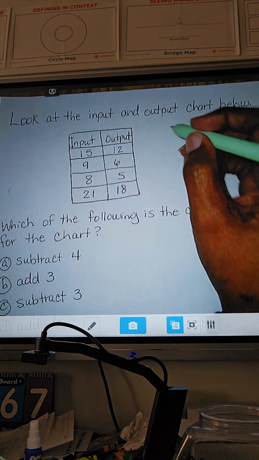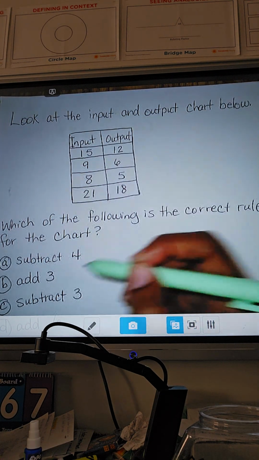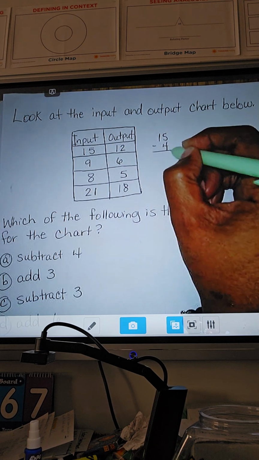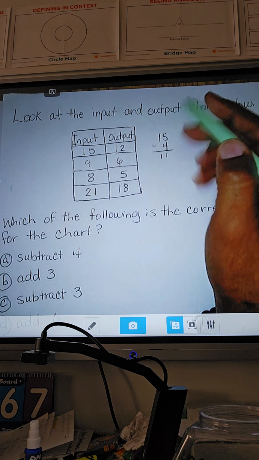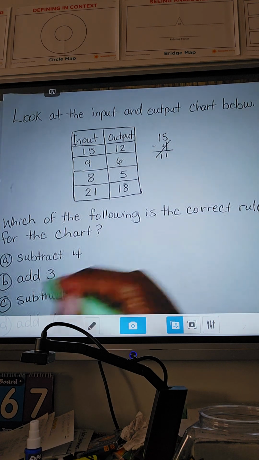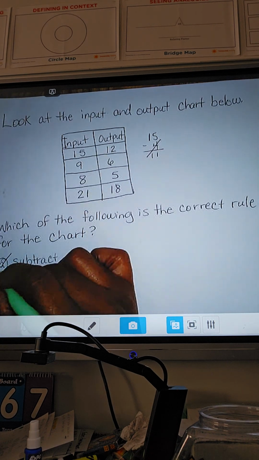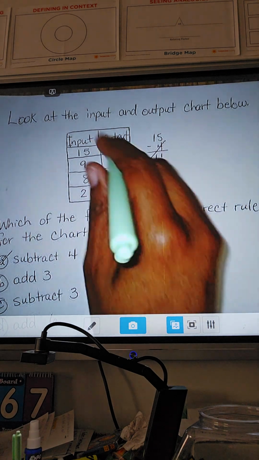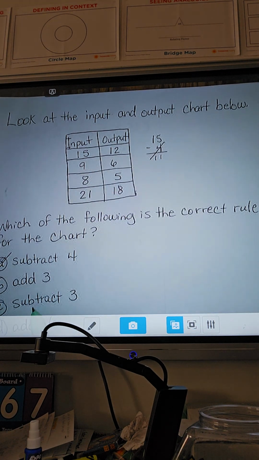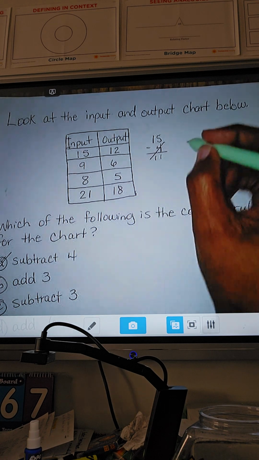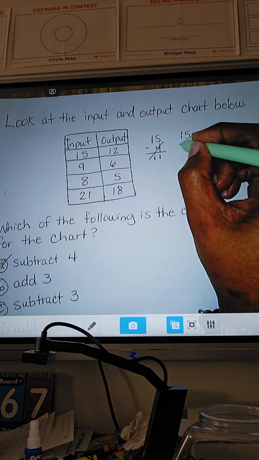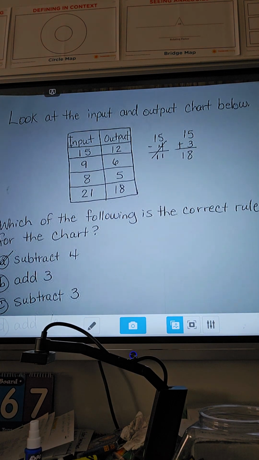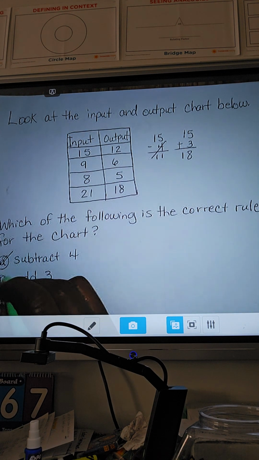So let's see. First thing says subtract 4. So 15 minus 4 equals 11. So I know that that is not correct. Subtract 4 can't be correct because the very first one doesn't follow that rule. All of them must follow the rule that you choose. Add 3. So if I have 15 and I add 3, I get 18. So I know that add 3 is not correct either.